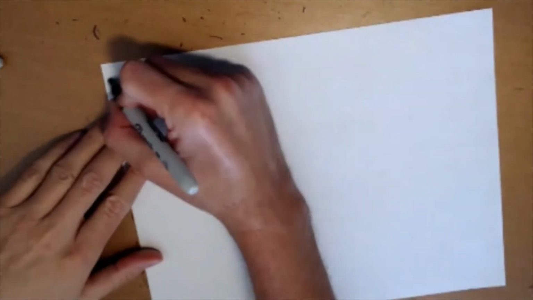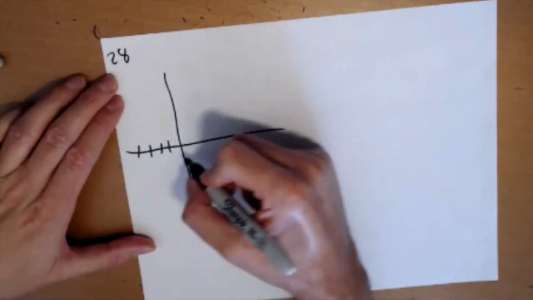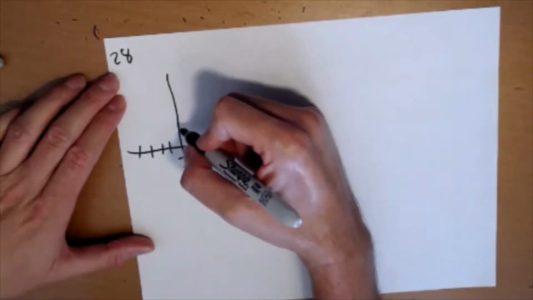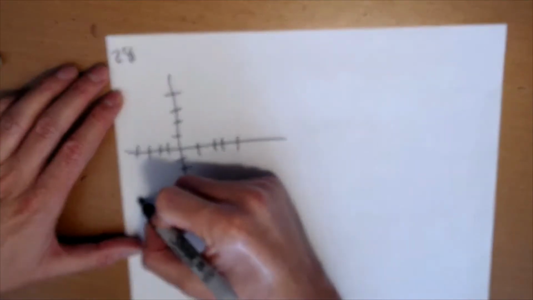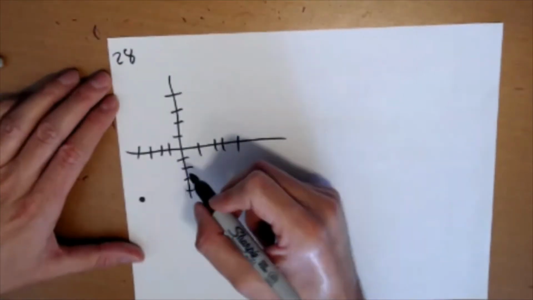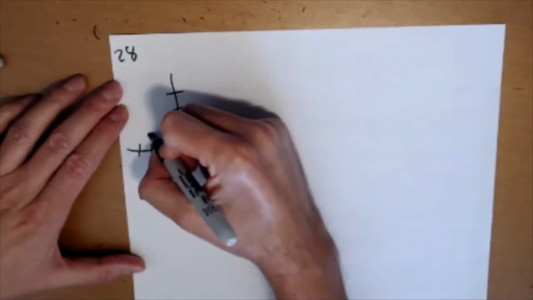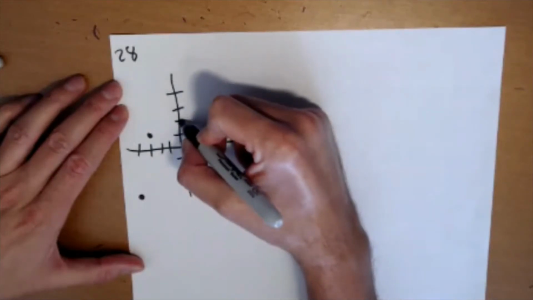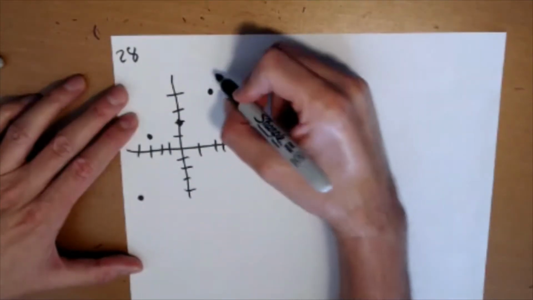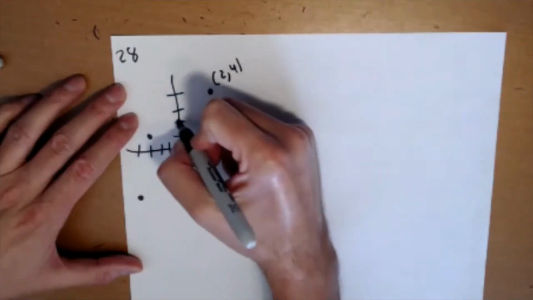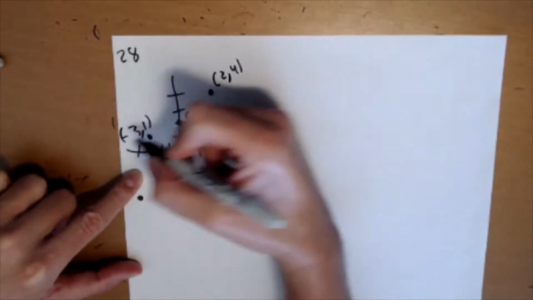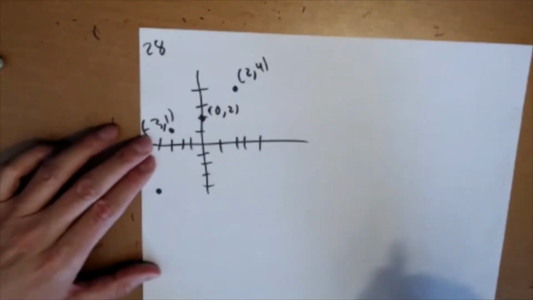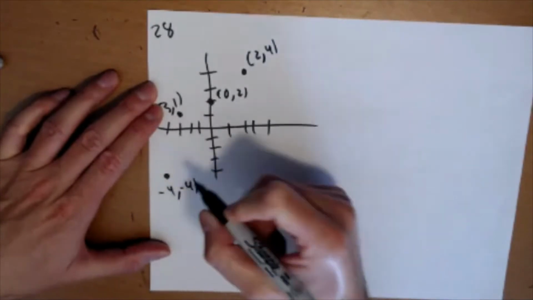For 28, they give us a weird picture, and then they want us to draw the inverse. So they give us the point 4, negative 4, and then 2, 4. That one is 0, 2. Negative 3, 1. And negative 4, negative 4.